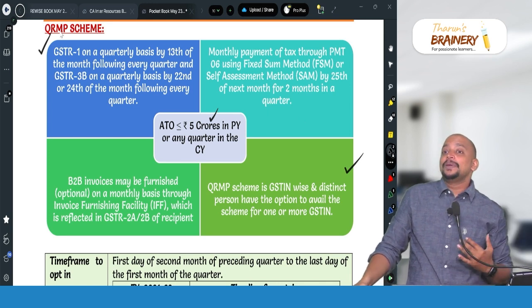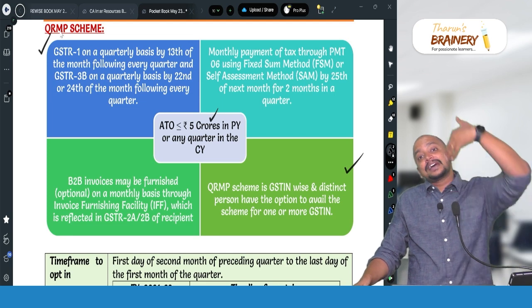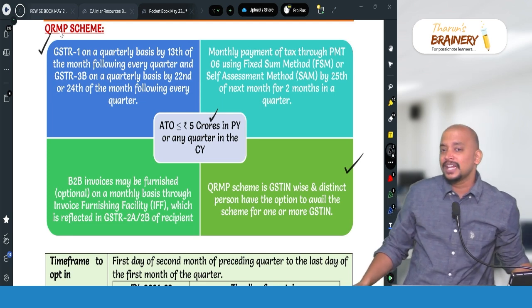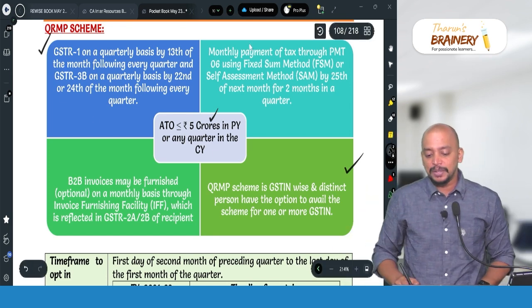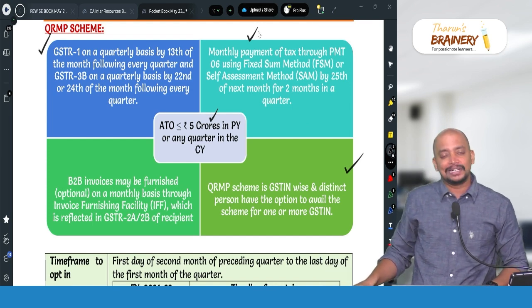For those it will be 22nd of the month following every quarter. For the states above the GMCA, it will be 24th of the month following every quarter. That is the time limit for filing GSTR1 and 3B. Then monthly payment of tax: what is the time period by which they need to pay tax?